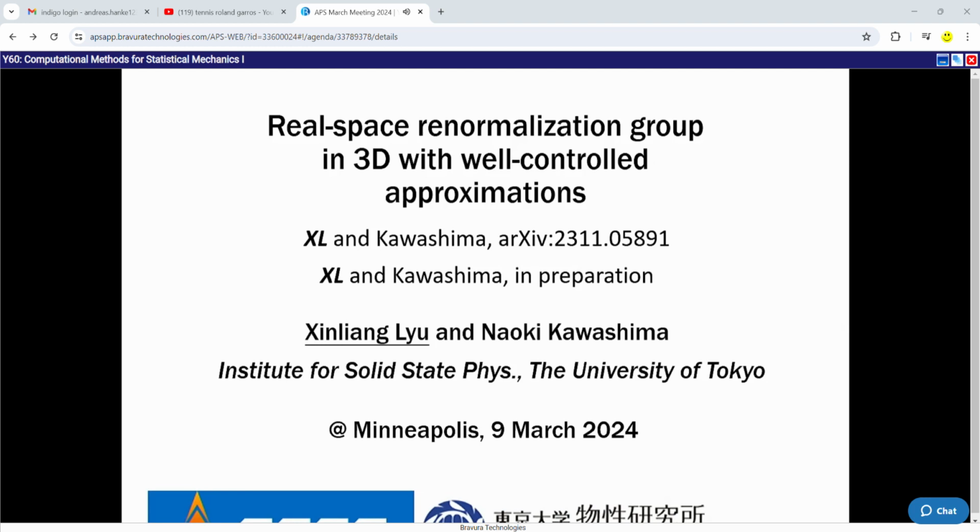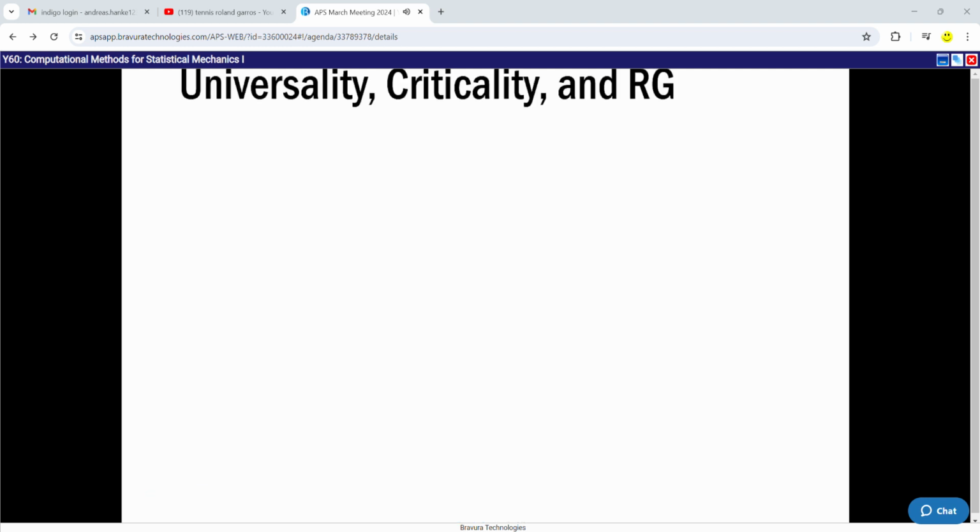Okay, I think I can start. And today I'm going to tell you our attempt to find a systematically improvable 3D real space RG. And at this point, we haven't achieved this goal, but we have found a real space RG transformation with well-controlled approximation errors. And today I'm going to tell you the detail of this quest.